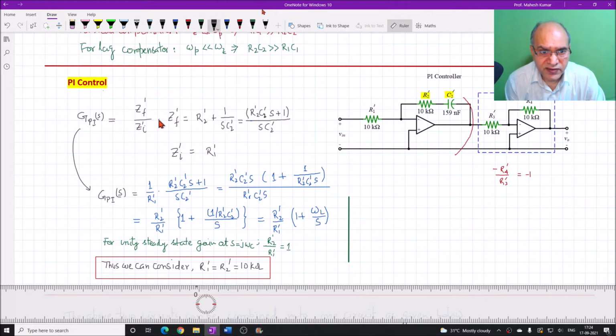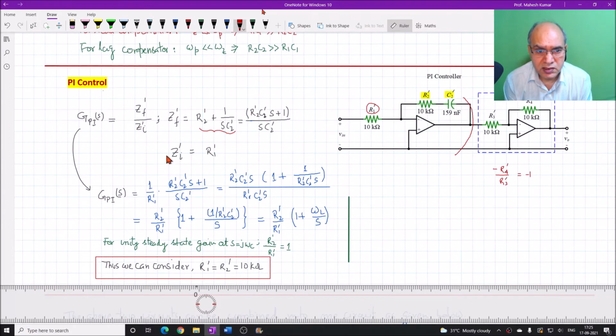Now, what is Zf dash? It is the series combination of R2 and C2. So R2 dash plus 1 by S C2 dash, which can also be written in the form of R2 dash C2 dash S plus 1 by S C2 dash. And Zi dash is R1 dash. This is the input resistance, or impedance.